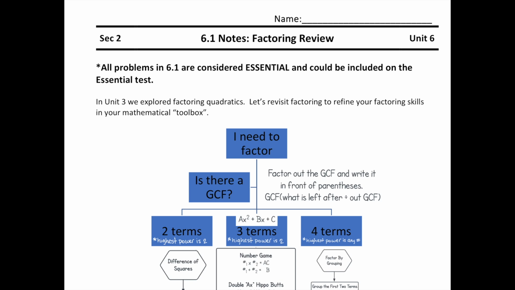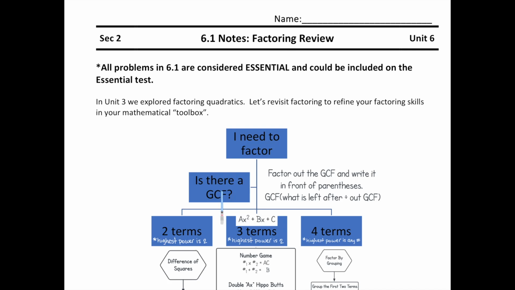Today we are going to review factoring. I've said it lots of times, factoring is huge, so important. You are going to use it every single year in your future math classes. And when thinking about factoring, remember the very first thing you should check is if there's a GCF.